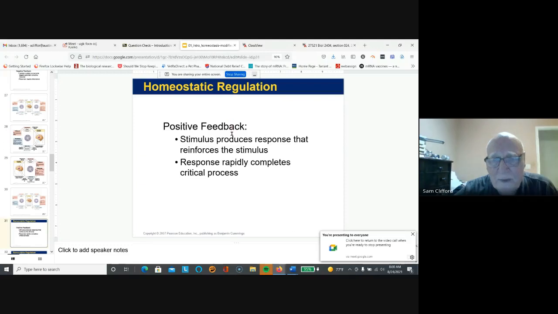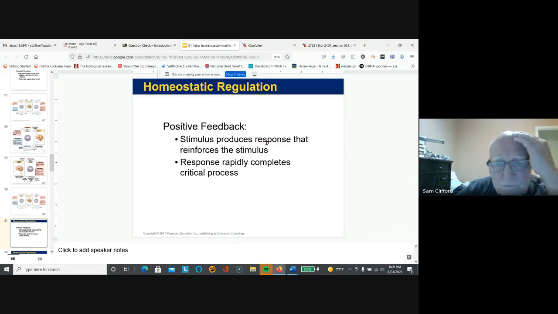Now we're going to talk about positive feedback. The stimulus here is enhanced or continues to expand, and the response rapidly completes a critical process. So here the change is stimulated.